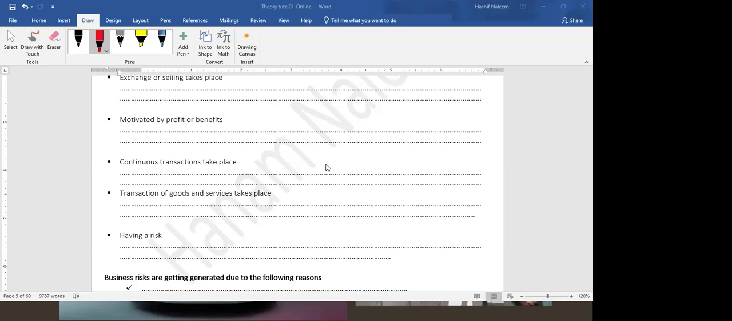In the brackets you can write continuous transaction. Since it does not have recurring or continuous transaction. It does not have what? Continuous transaction. Okay, done writing.